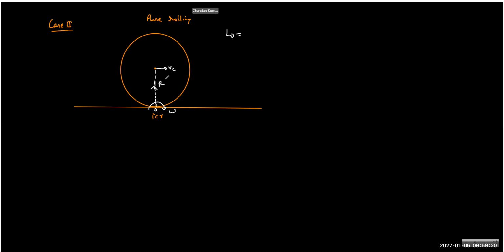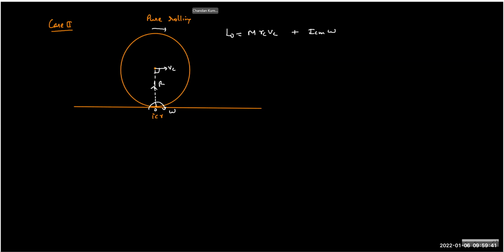So we can see the R vector and the VC are mutually perpendicular. So we can write M R C V C, because it's simple. Basically, we can say MVR. That's it, because these are mutually perpendicular. And the second term is ICM into omega.